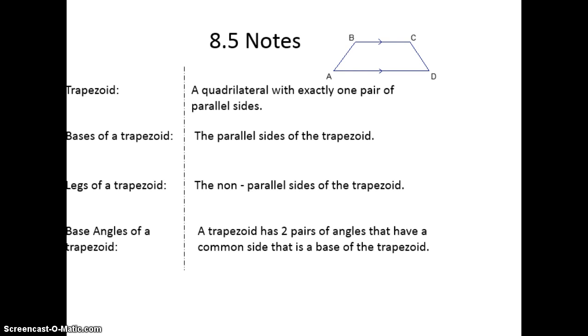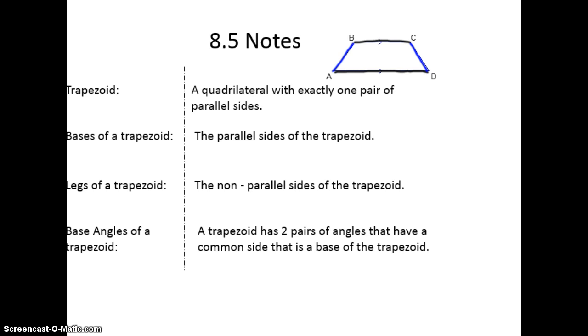And the bases of a trapezoid are the parallel sides of the trapezoid. So this is important to know because we're going to refer to these bases a lot, but the bases are the parallel sides. So in this trapezoid, BC would be a base and AD would be a base. And then the legs of the trapezoid would be the non-parallel sides of the trapezoid. So these would be AB and CD.